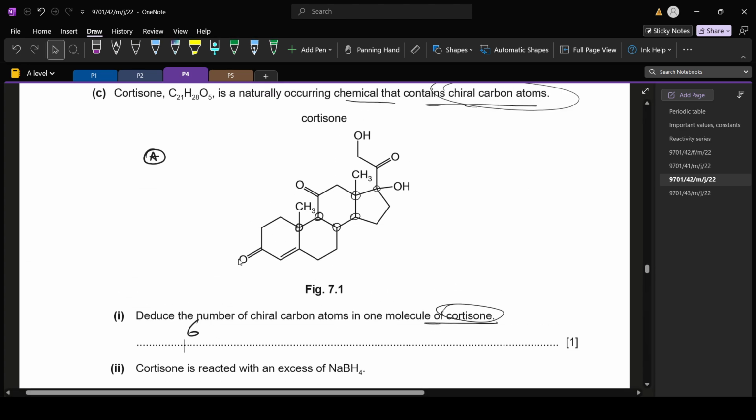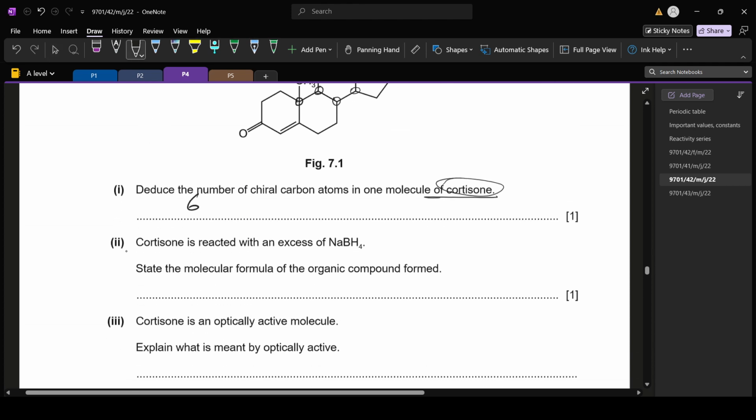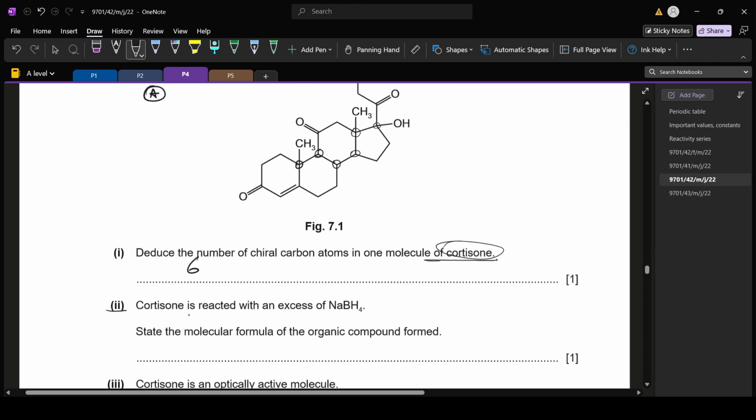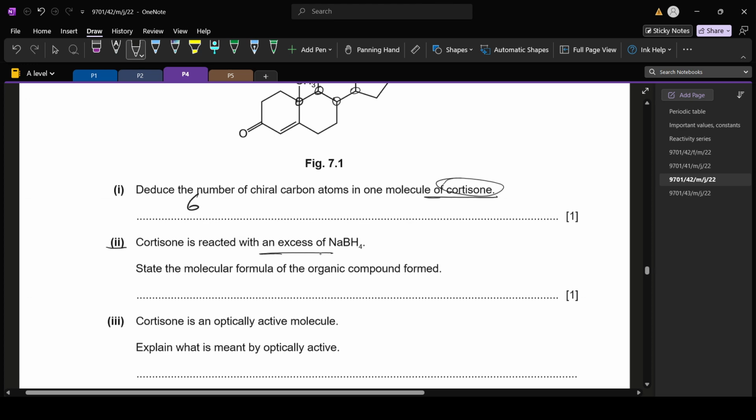Okay, now the next part: the cortisone is reacted with excess of NaBH4. Okay, so this is a reducing agent.